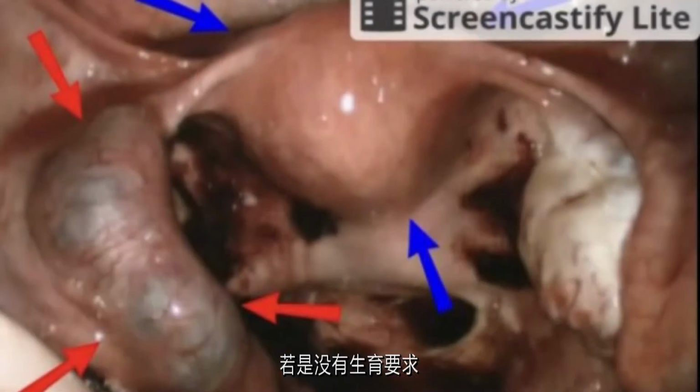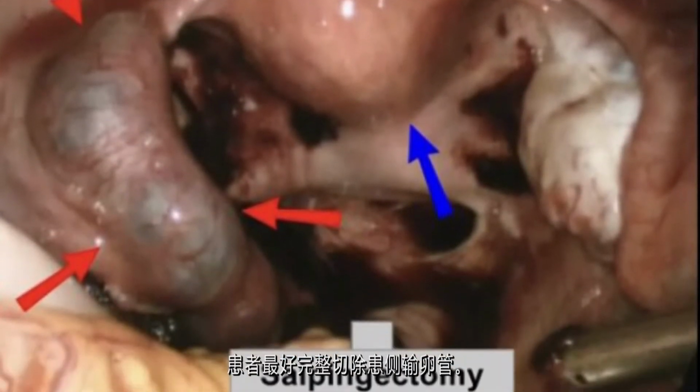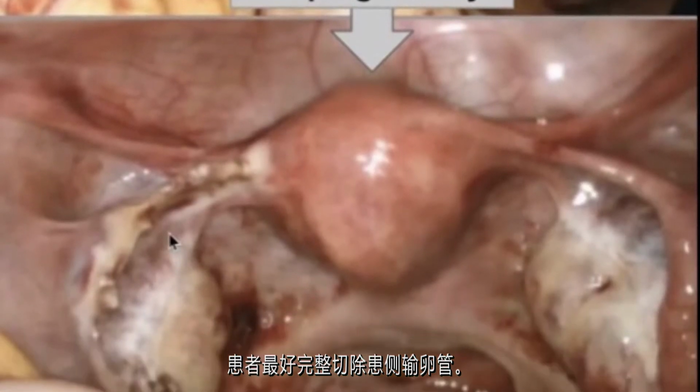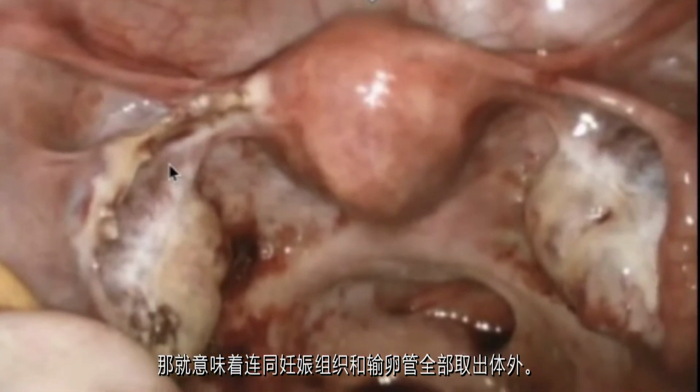the whole fallopian tube, only getting the pregnancy tissue out. But if the patient has no wish to have a baby in the future, you'd better follow the advice of the doctor to cut down the fallopian tube. To cut down the fallopian tube as a whole, to remove it, right?